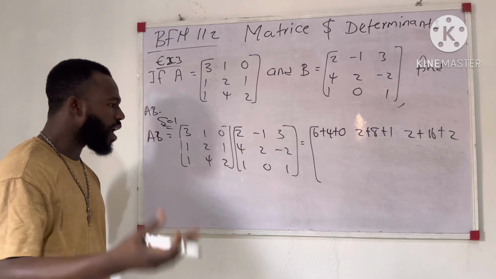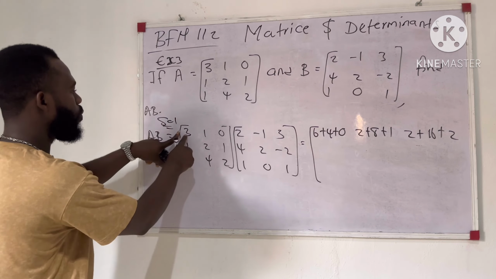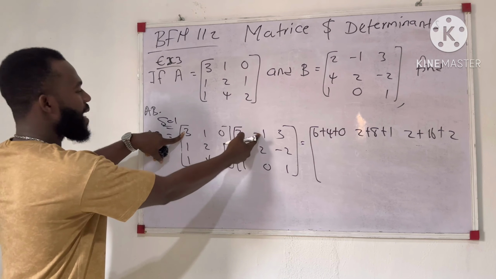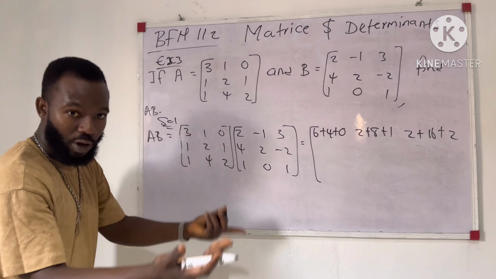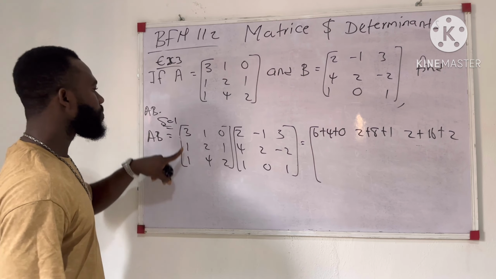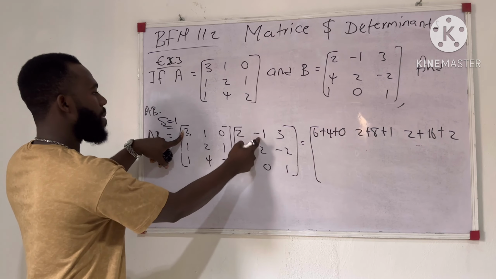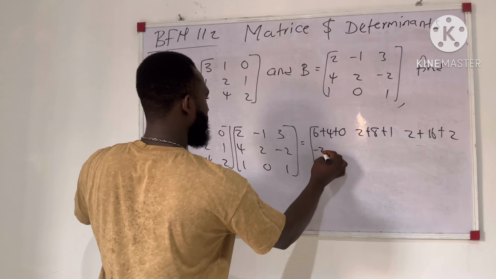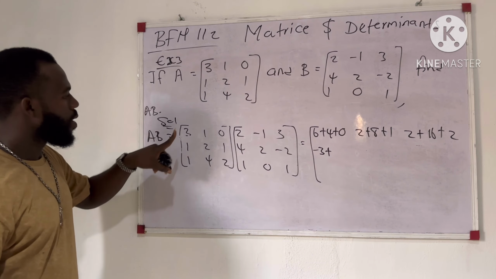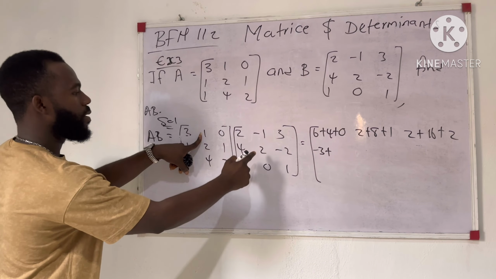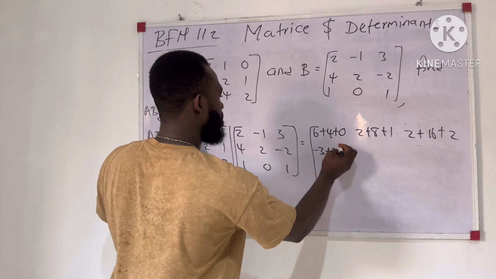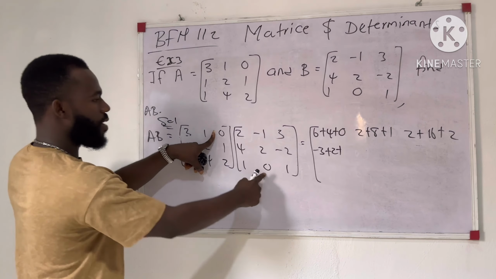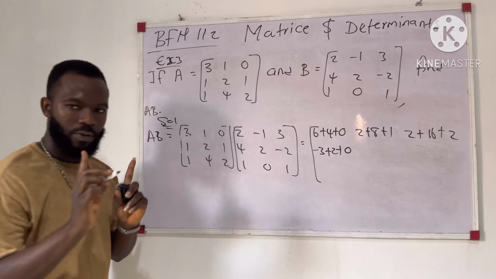It's like repetition over and over again. So what do we do now? We begin again from row 1. 3 multiply this, multiply this, multiply this. Because now we are using the second column. So now 3 times minus 1 will give us minus 3, plus 1 times 2 gives us 2, plus 0 times 0 gives us 0. We are done with the first one.